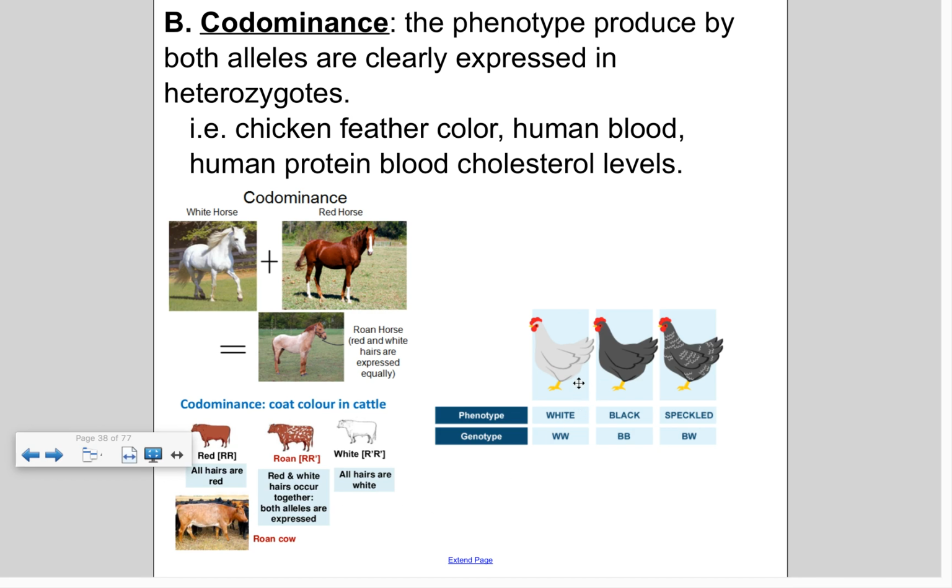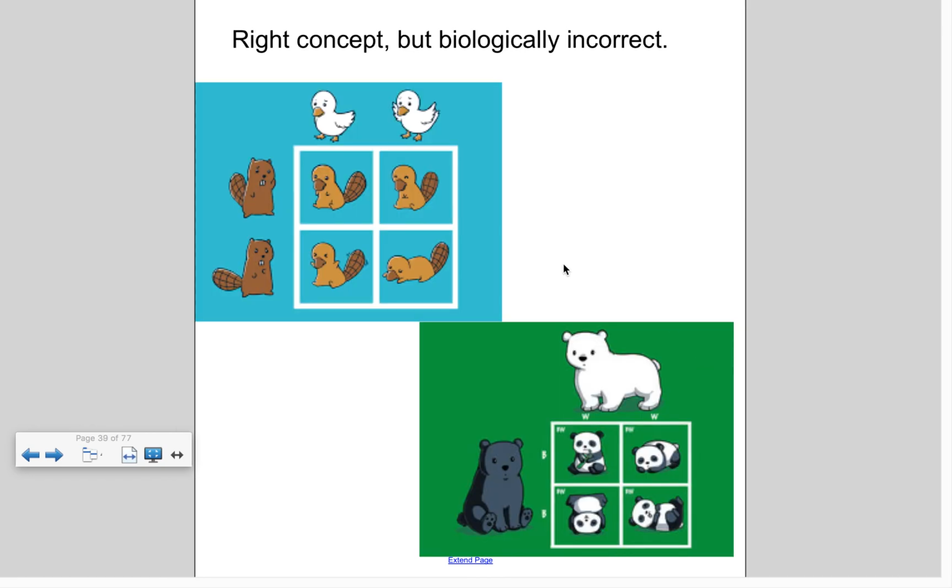This is a very simple example, but a white chicken crossed with a black chicken, you get a speckled chicken, or both colors are shown through. So you see black with white or white with black. This is the right concept, but obviously it's biologically incorrect. Platypi or platypus are not made this way, where they take a duck and cross it with a beaver. Panda bears are not made from black bears crossing with a polar bear. Okay, but you get the idea that both traits are being shown or appear together in the heterozygote.